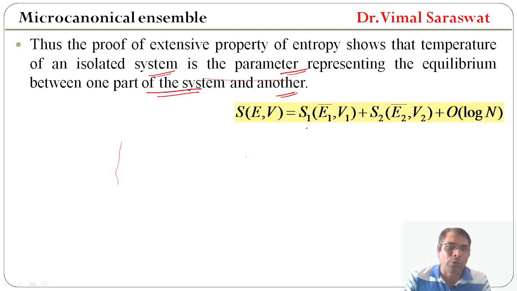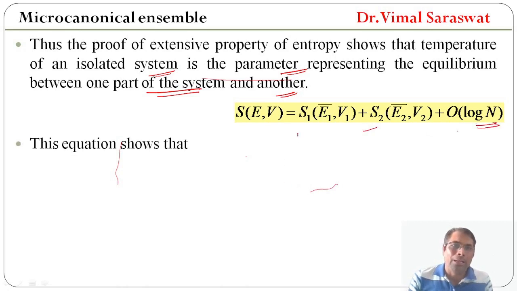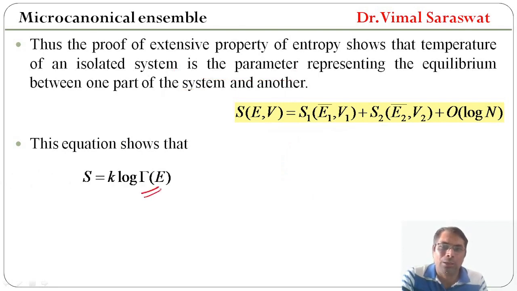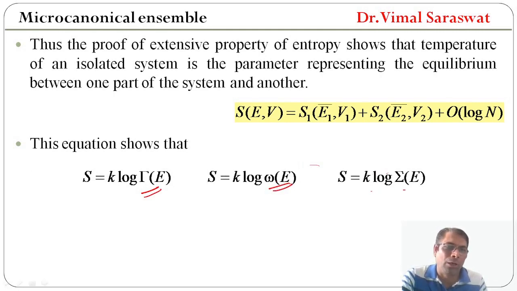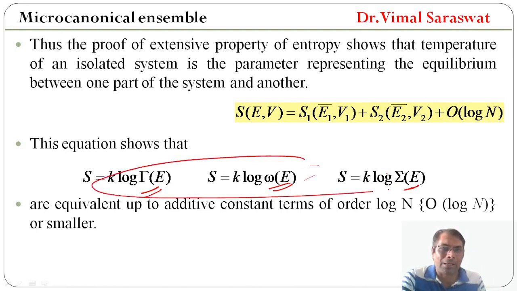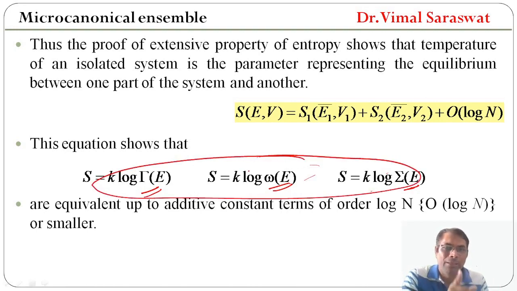Since S equal to S1 plus S2 plus order of log N, what this equation shows is that S equal to k log γ(E), S equal to k log Ω(E), and S equal to k log Σ(E). All these three equations are equivalent up to the additive constant terms of order log N or smaller. So these three equations are the same or equivalent up to the additive constant term of order of log N or smaller value.